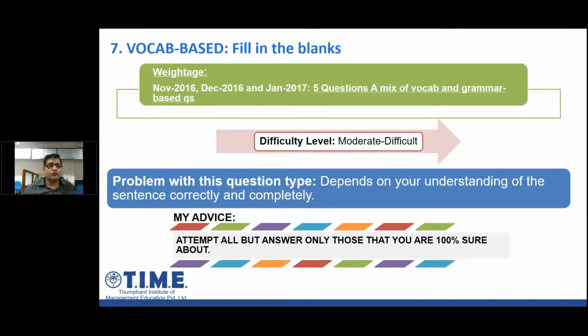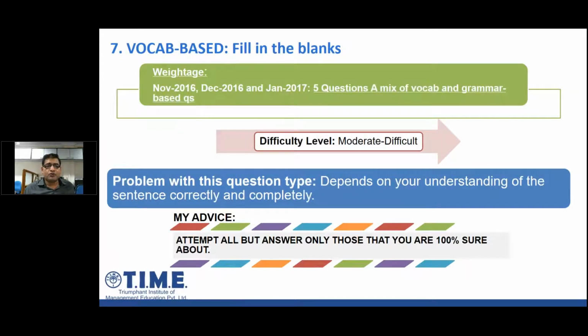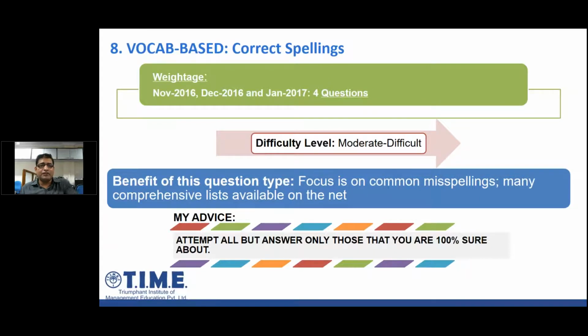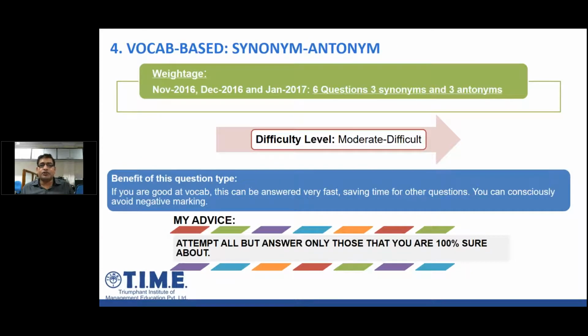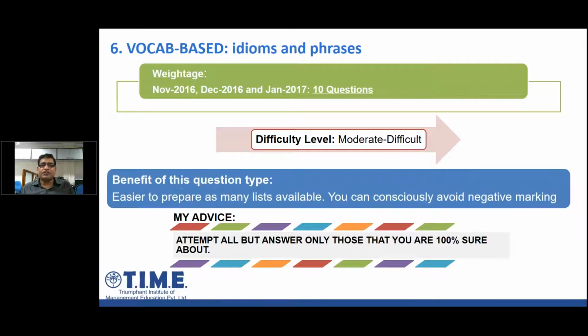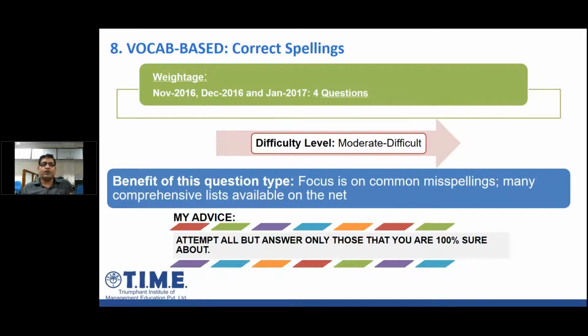Okay, so one small thing before I discuss this correct spelling vocab based question. If you see just pure vocab based questions, if you include 4 correct spellings, 10 idioms, that is 14, 10 one word substitute, that is 24, and 6 antonyms, that is 30 questions. If you take care of these 30 vocab based questions, I'm leaving fill in blanks out, as I said, quickly look at the question. If you know the answer, attempt. If you are 100% sure, attempt.